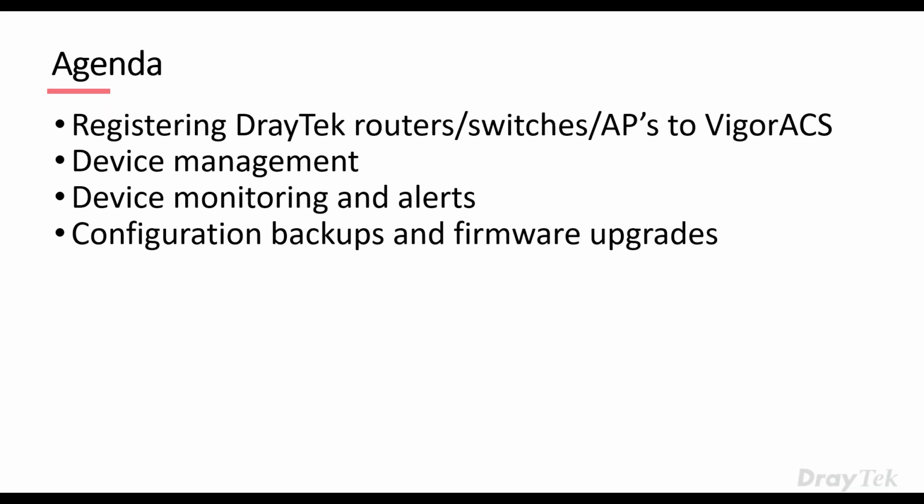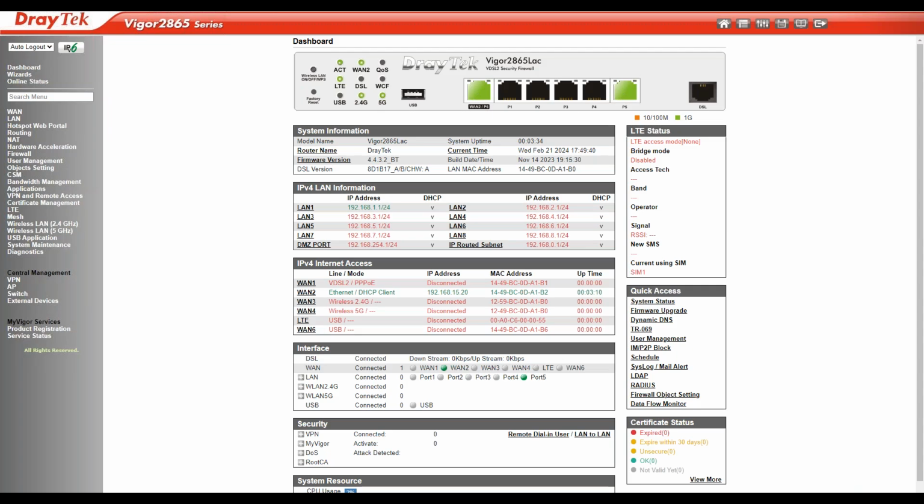We'll also look at the monitoring options that we have across the networks and the individual devices. And we'll run through taking configuration backups and applying firmware upgrades. So to begin with, let's look at adding some DrayTek devices.